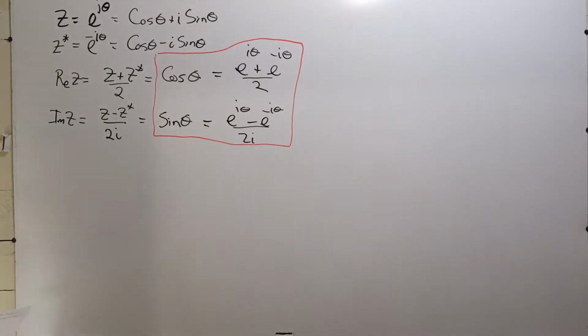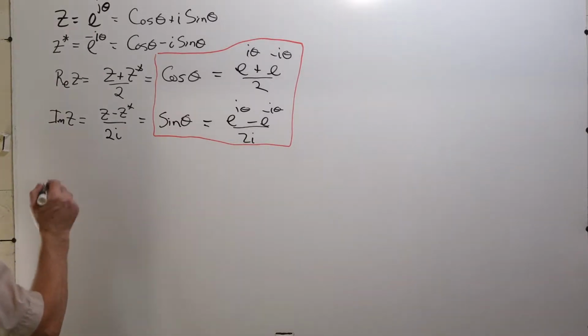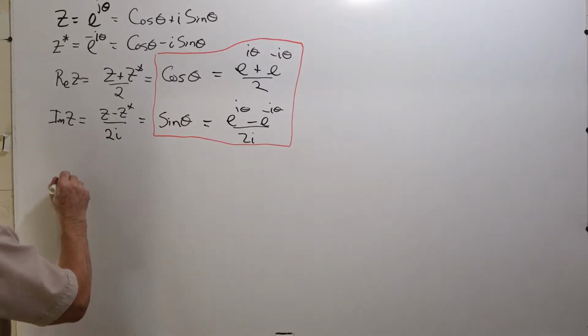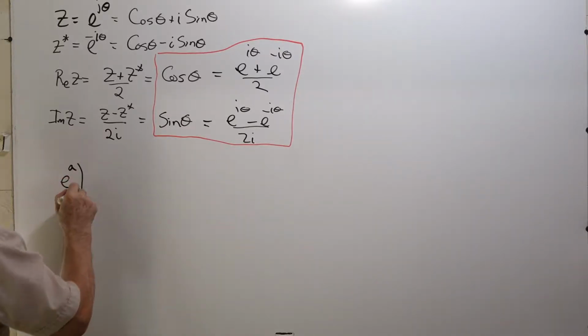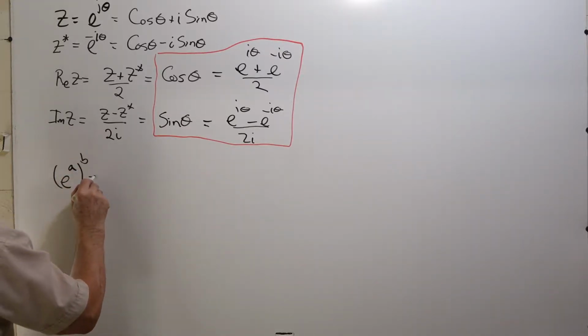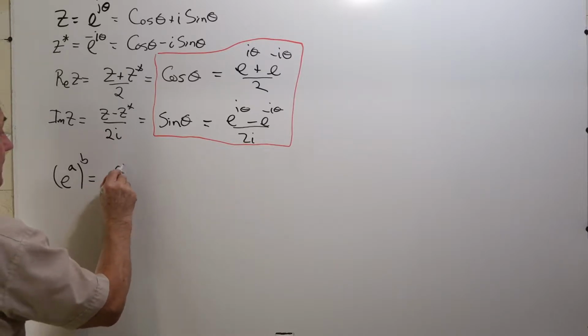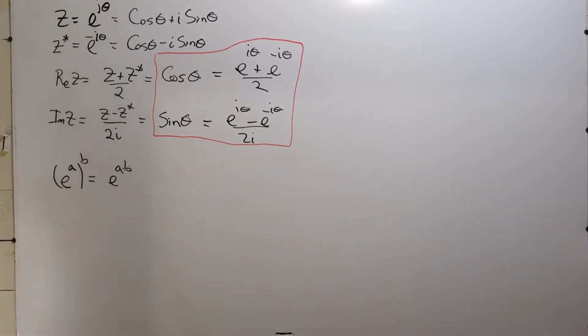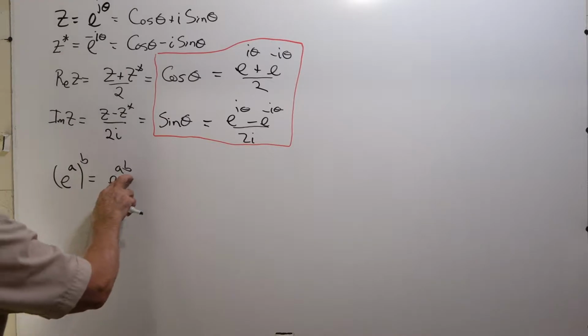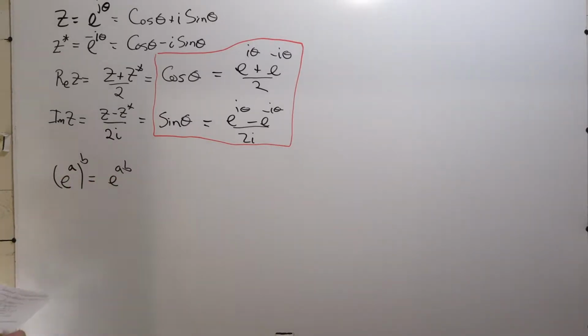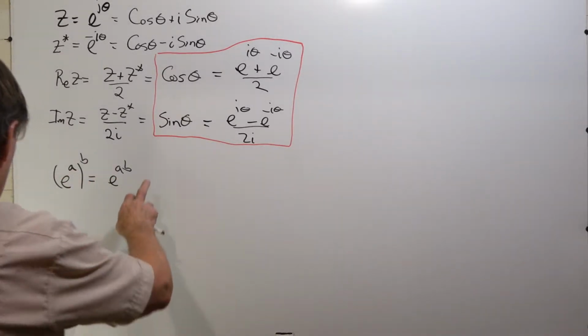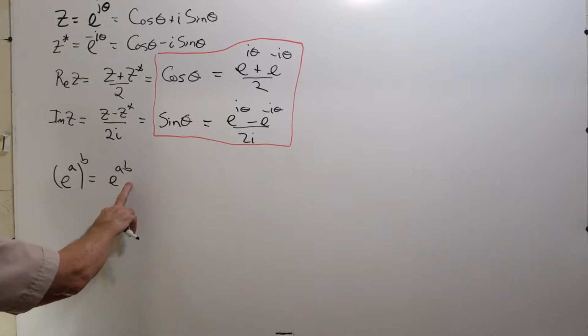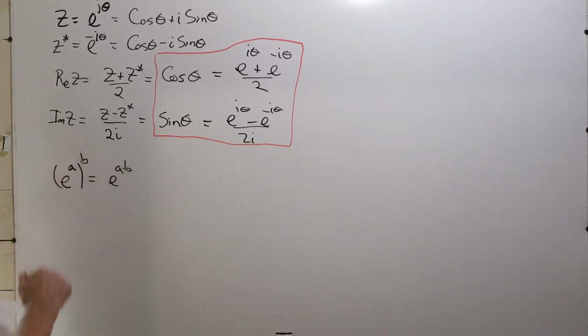Now, let's look at the property of exponents. If we take a base e and raise it to a power a and then raise that to a power b, we know from the property of exponents that we can express the exponent as the product. So using this relationship and property of exponents, this is very, very important.